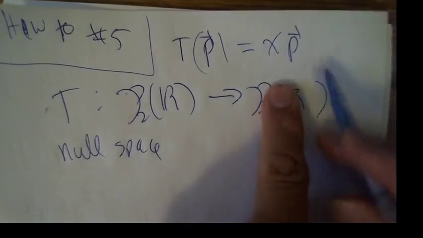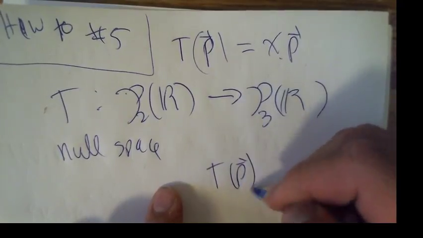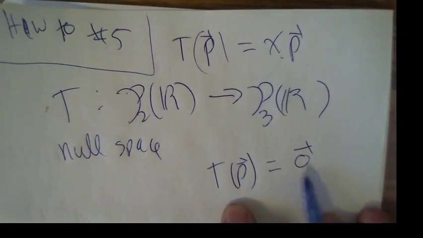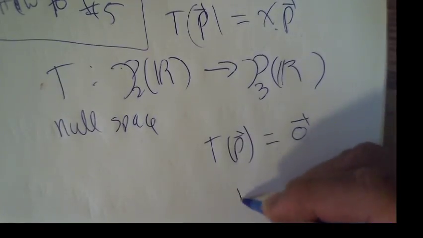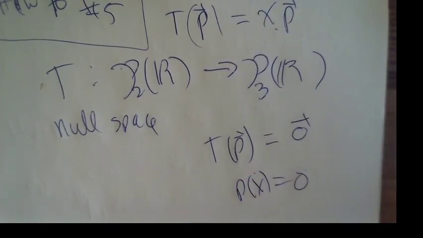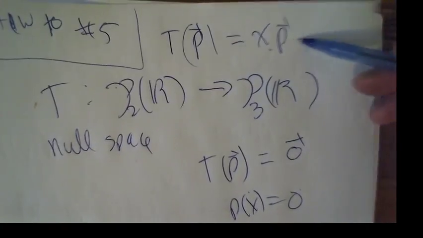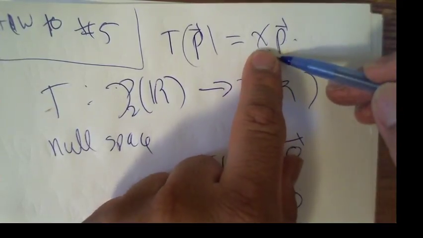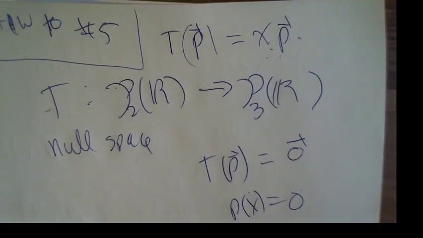All right, now if I have a transformation defined like this, again, I'm looking for when does this happen? When do I take a polynomial P and it gets mapped to the 0 vector? In this case, the 0 vector is just the 0 function. Now, the way I define this is I take a polynomial P and I multiply it by X. So what that essentially does is that it raises it by a power.